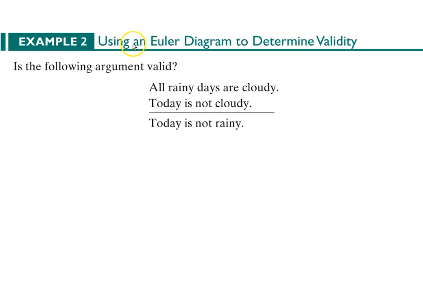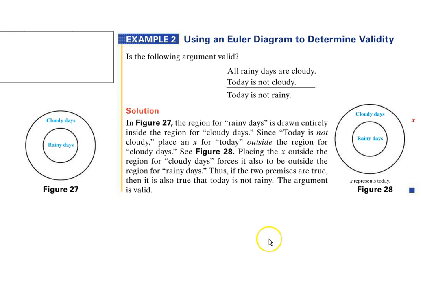All right, let's do example 2. All rainy days are cloudy. Today is not cloudy. Today is not rainy. We had one similar to this earlier. Let's look at our Euler's circle.